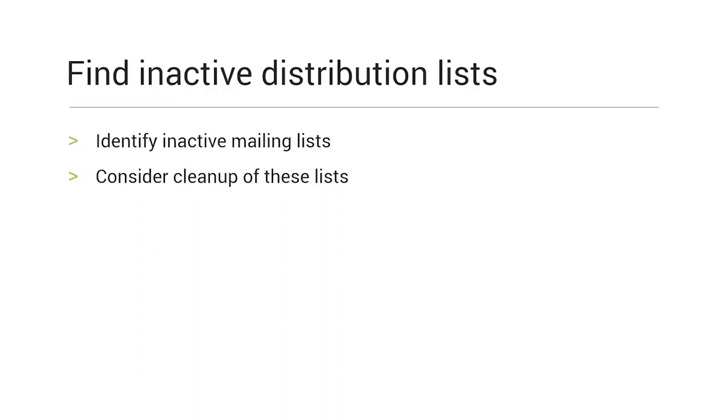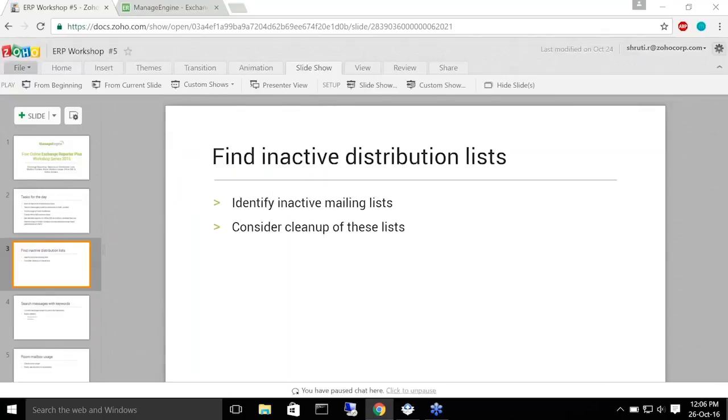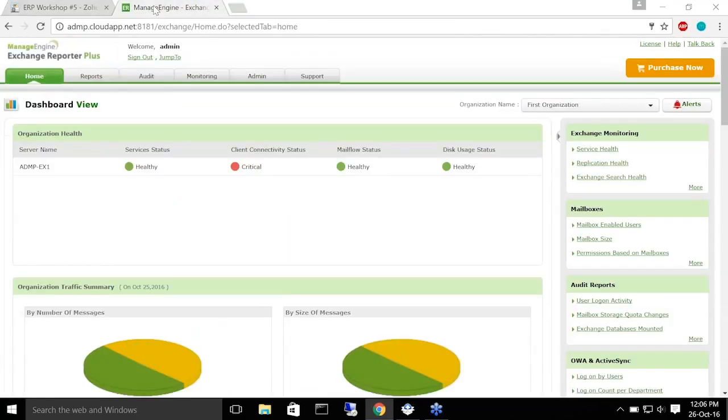These are the inactive lists that I'm getting rid of. That way, deleting them is going to be plain sailing for you. To ensure that all of this happens smoothly, you can use the inactive distribution lists report of Exchange Reporter Plus. I will show you how to find this report in this product.